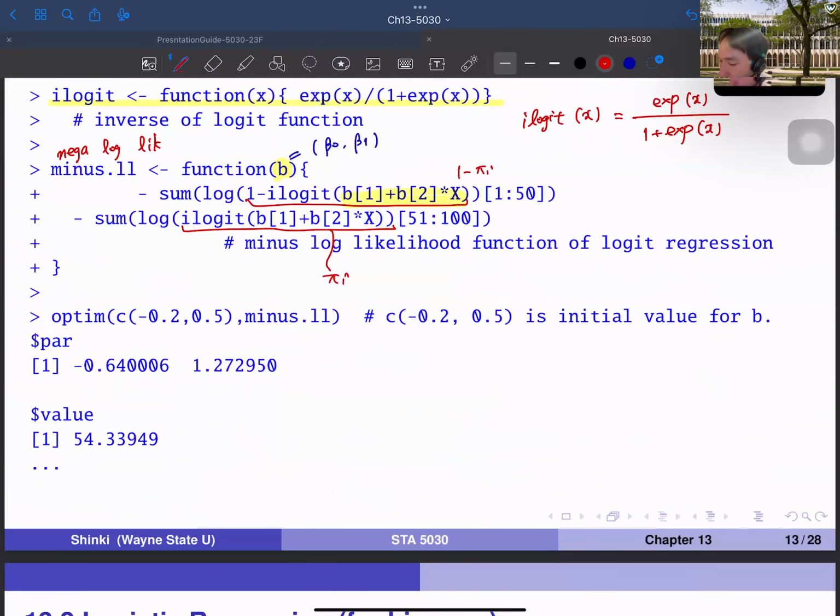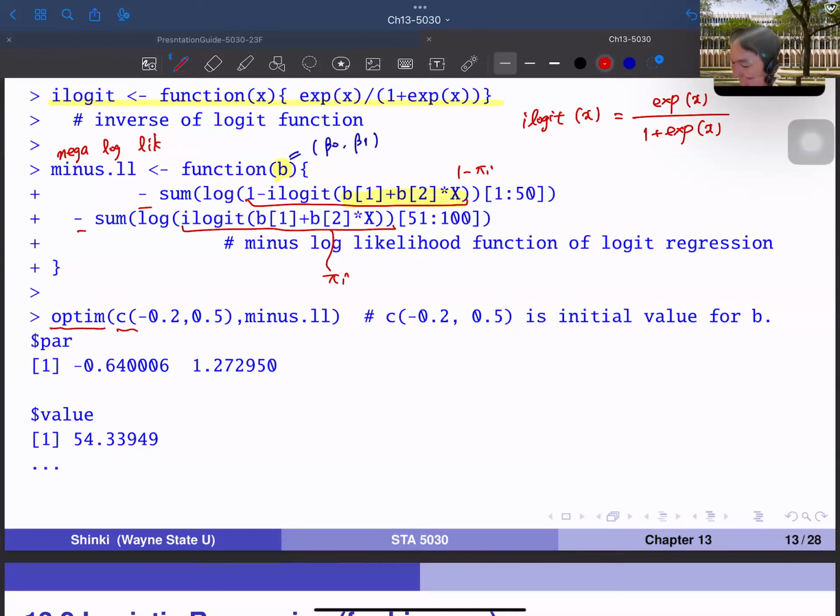So the likelihood function is pi i for successful cases and 1 minus pi i for failure cases. Then we take the logarithm, take the summation and put a negative sign, and we get the negative log likelihood function. We want to maximize the log likelihood function, so we want to minimize the negative log likelihood function. So we can use the optim function to optimize this parameter.